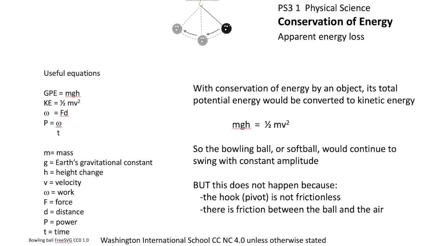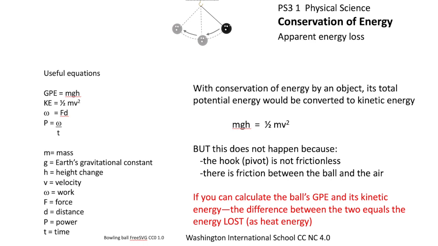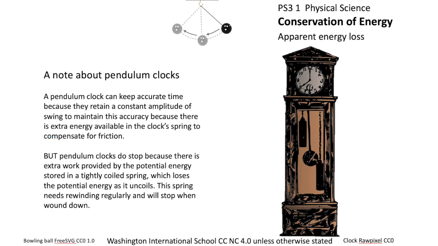The hook, the pivot, isn't frictionless. There is friction between the ball and the air, and indeed between the string, the twine, and the air. And we can calculate the ball's potential energy and its kinetic energy, and the difference between the two equals the energy lost, predominantly as heat energy. I suppose if it's travelling really fast, there might be some sound energy, but I don't think we'd hear any in this example.